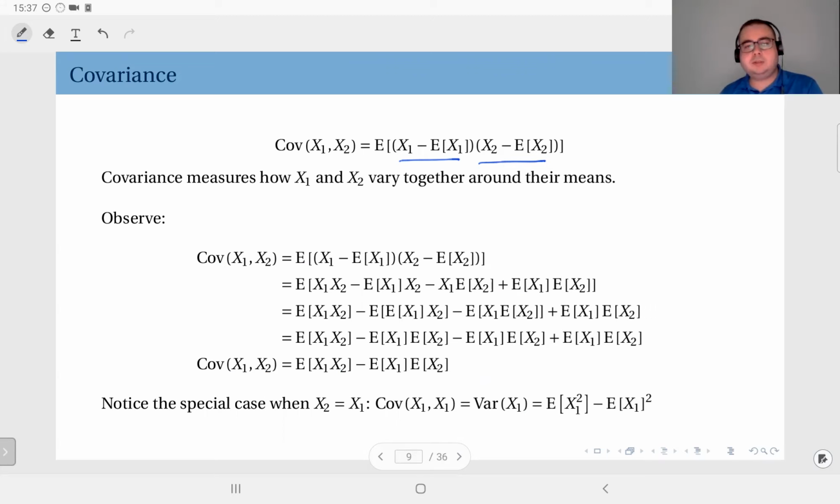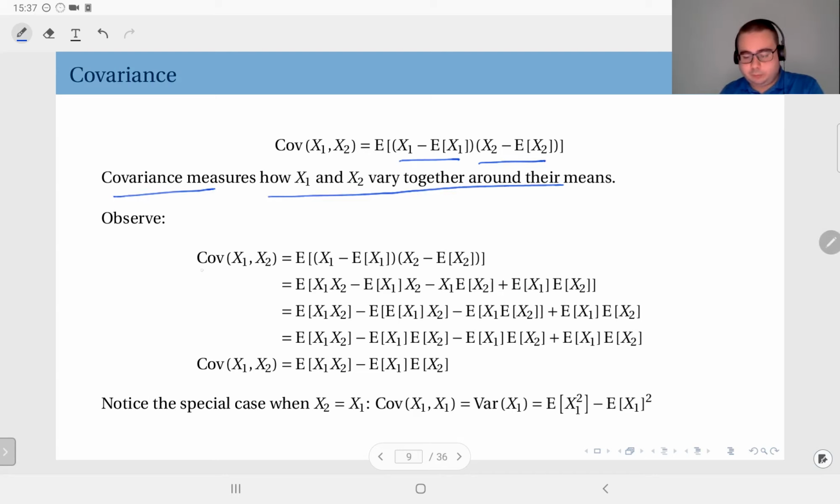sensible definition of, let's say, a measure of resemblance, because since you shift the distribution, the positive values mean you are above the mean, negative values mean you are below the mean, etc. So when they are both positive together or both negative together, that means they are behaving similarly. Okay, so covariance measures how x1 and x2 vary together around their means.